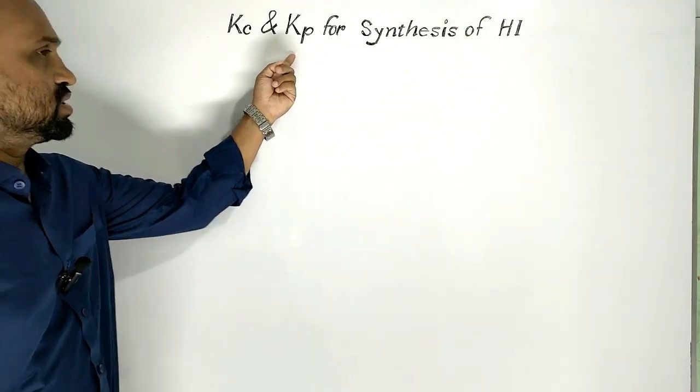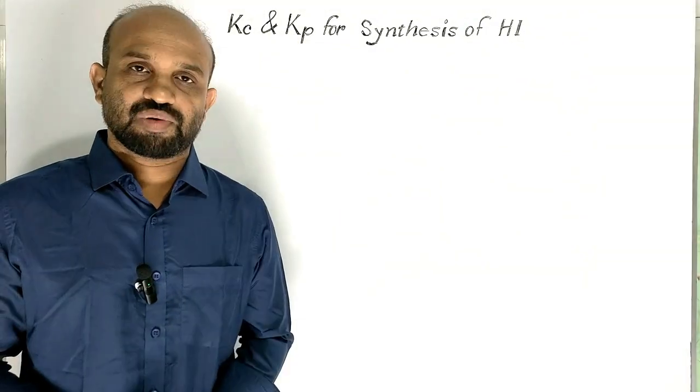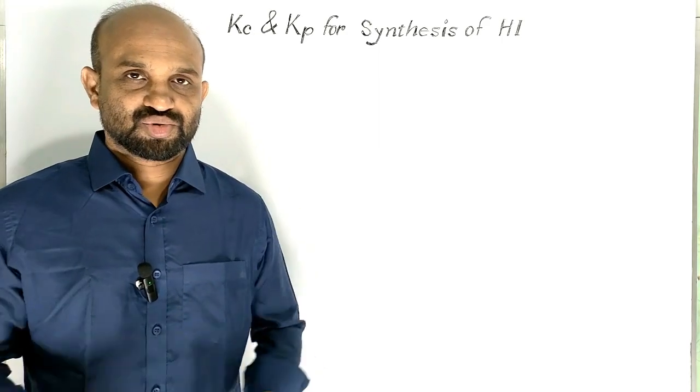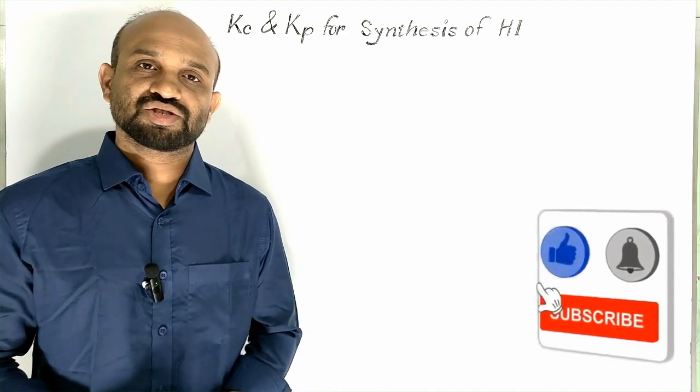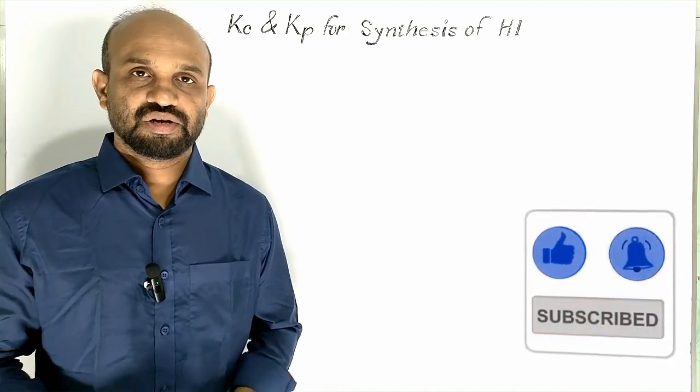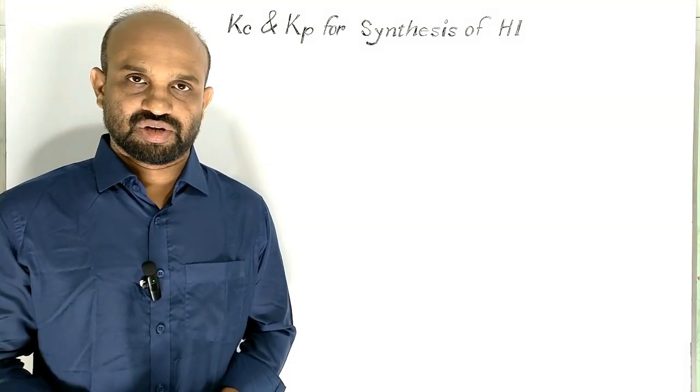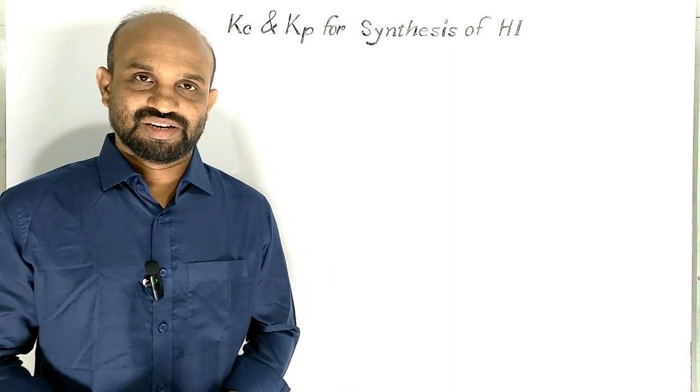Kc and Kp for the synthesis of hydrogen iodide. This is today's lesson. In this lesson, we are going to learn equations for Kc and Kp for the synthesis of hydrogen iodide. So, let's begin.